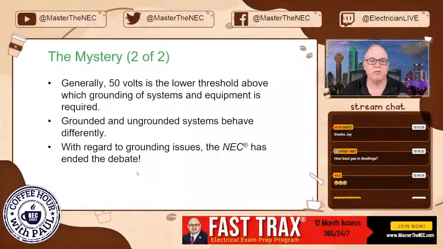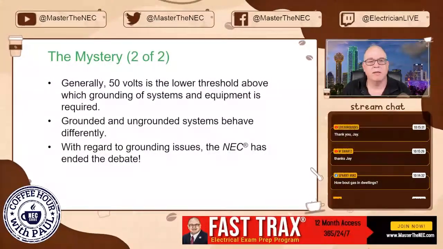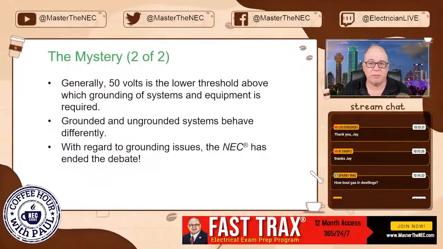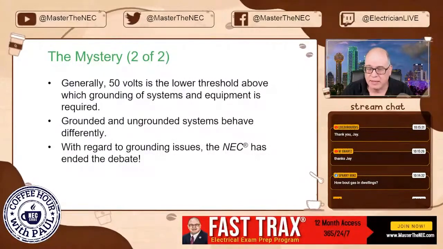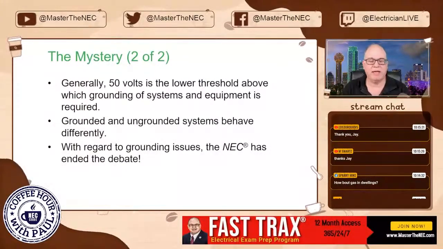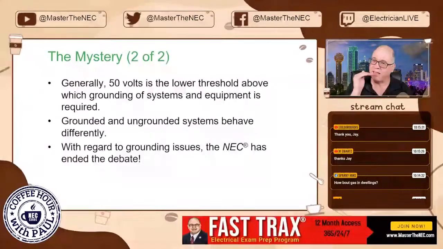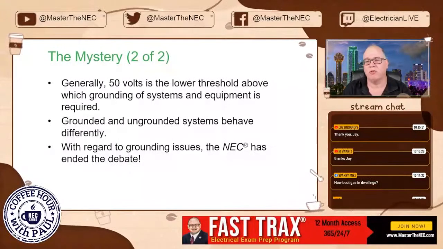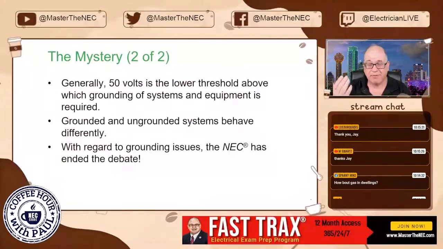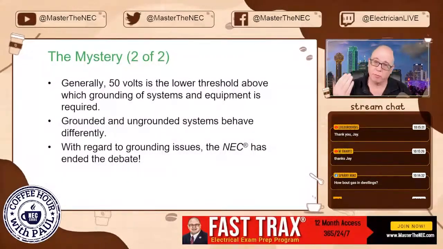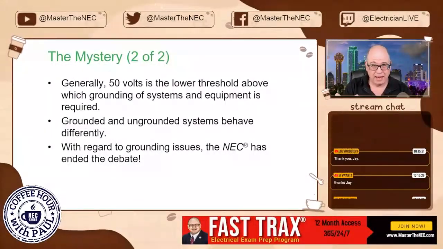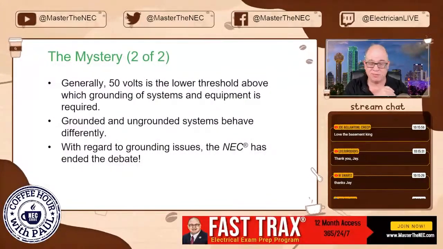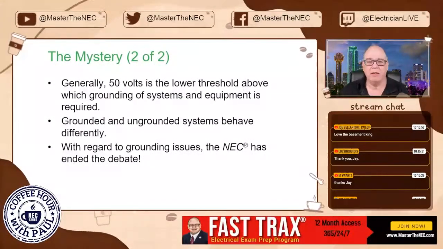All right, what other mysteries? Generally, 50 volts is the low threshold above which grounding of systems and equipment is required. Okay, that's the concept. Again, in a lot of documents, they'll say that 50 volt threshold puts you down to a point where you don't have to do things like run equipment grounds. Like, for example, a doorbell transformer. Who has ever run an equipment ground on the load side or secondary side of a doorbell transformer? Nobody. I'm just saying.